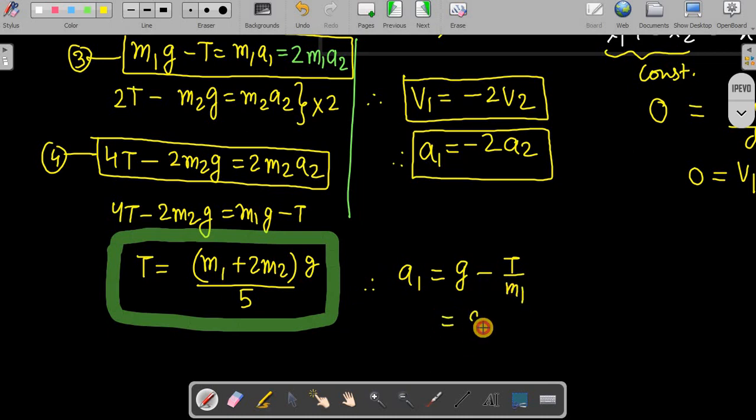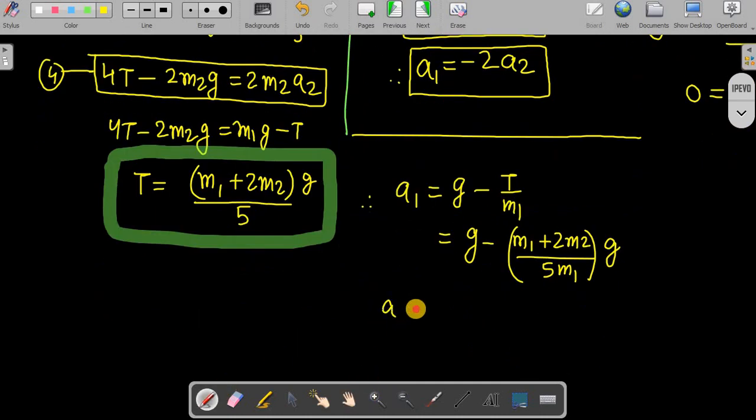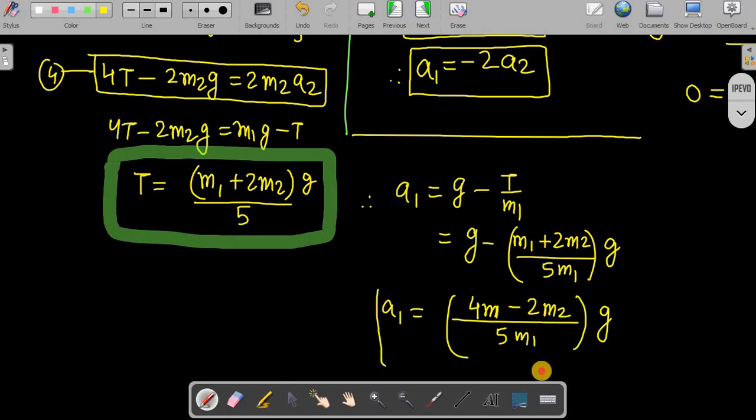So if you substitute here, it will become g minus T. You got this one, so (m1 plus 2m2) by 5m1 times g, right? If you further simplify it by taking common, so let's take 5m1 common, and this will come as g, and here 5m1 minus m1, so that will become 4m1 minus 2m2, right? This will be the acceleration a1.